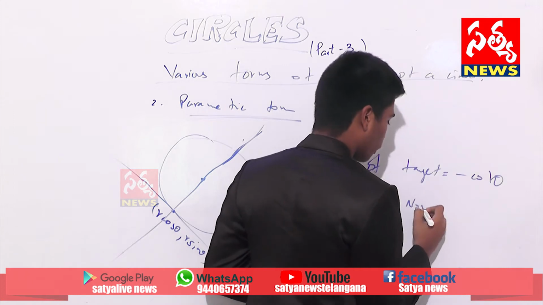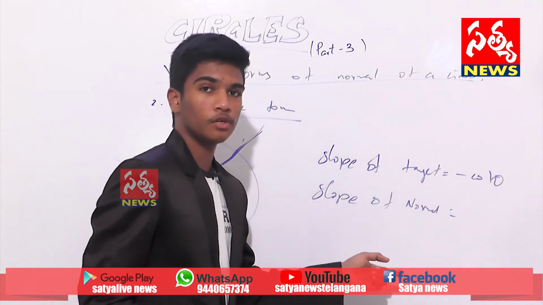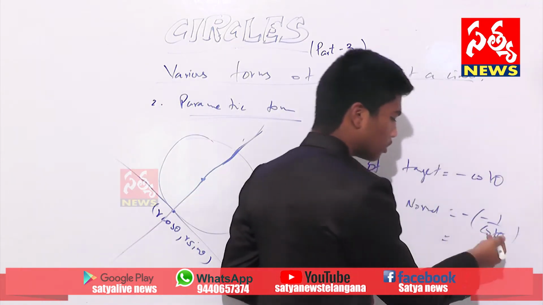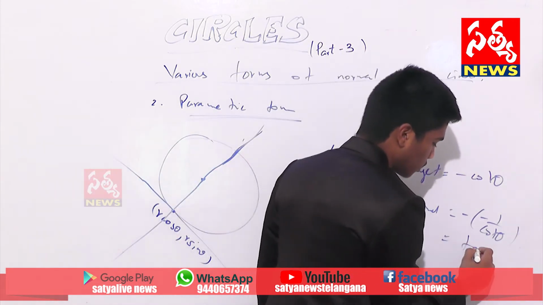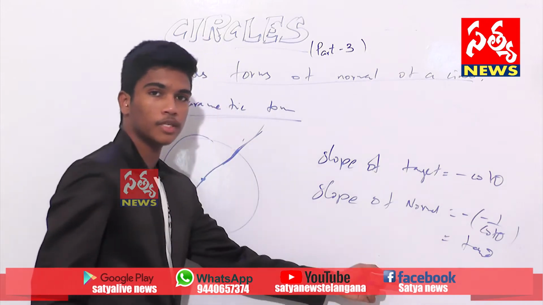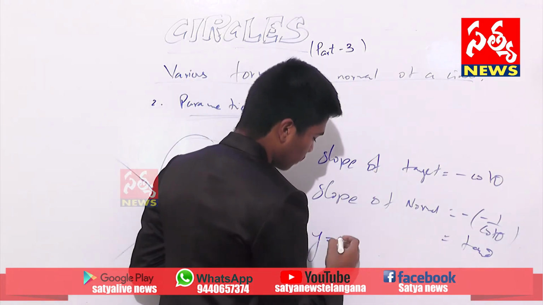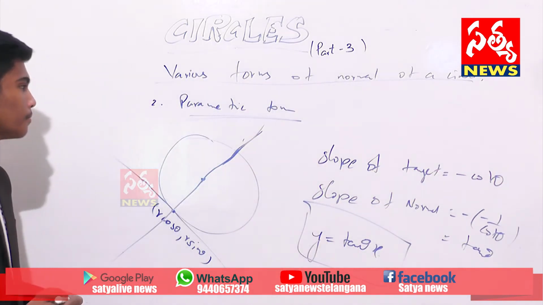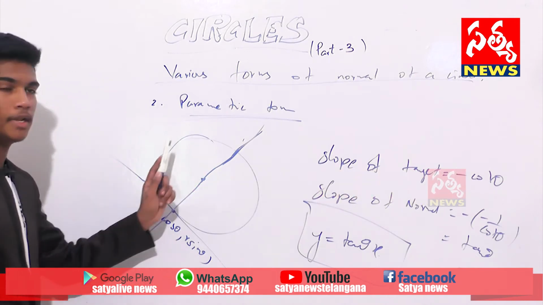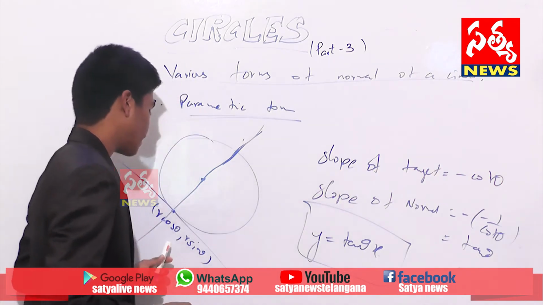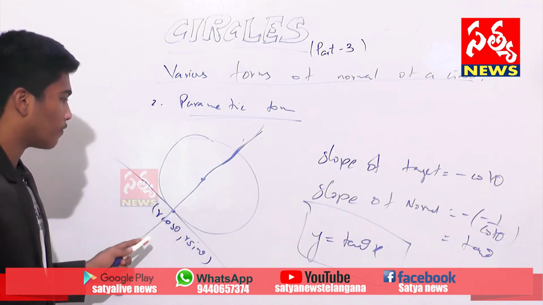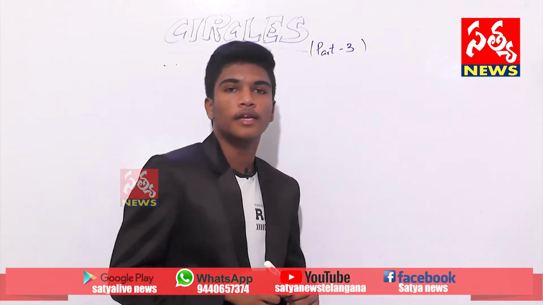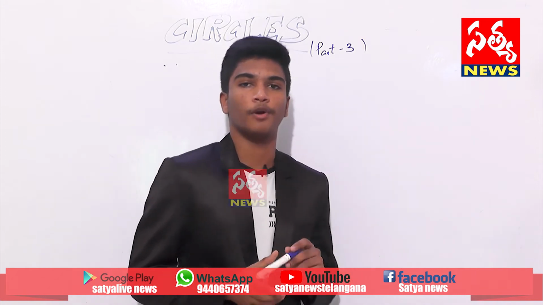Then what will be the slope of the normal? It is minus 1 by minus cot theta. What is 1 by cot theta? It is tan theta. So this is the slope, and the equation will be y equals tan theta into x. For this step, please check the second part of circles, where I have explained clearly how to derive the parametric form of the tangent to a circle.